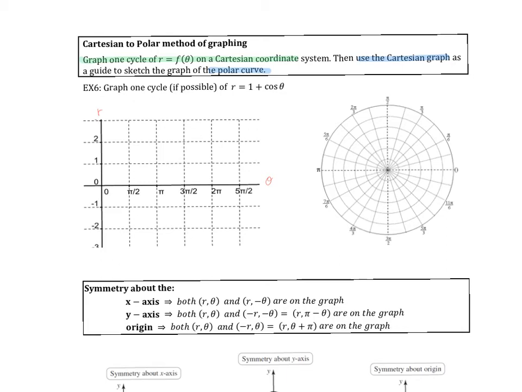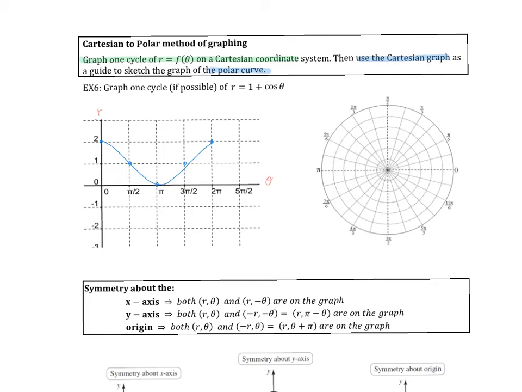r equals 1 plus cosine theta. So cosine of theta, we know the graph for that. Adding 1 just shifts it up 1. So at 0, I'm going to pass through the point 0, 2, and then at pi over 2, it's going to be at 1. At pi, it's at 0. At 3 pi over 2, it comes back up again. At 2 pi, we're back at 2. So since I got back to 2, I'm going to stop there, because that will probably give me 1 cycle.